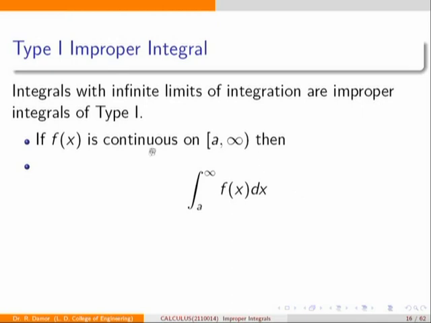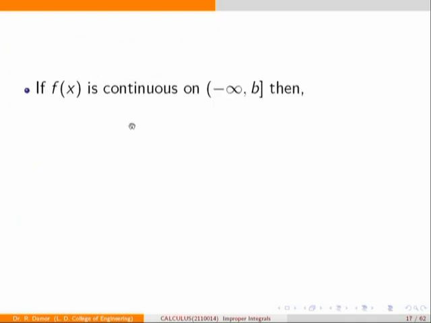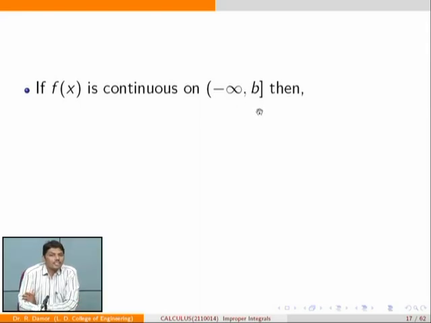I can rewrite this as the limit as b tends to infinity of the integral from a to b of f(x) dx. So now I can find this definite integral, and by taking the limit as b tends to infinity, I can find the integral from a to infinity of f(x) dx, which is the improper integral of type 1. The second form: if f(x) is continuous on minus infinity to b, on the left hand side, then how do we calculate this?